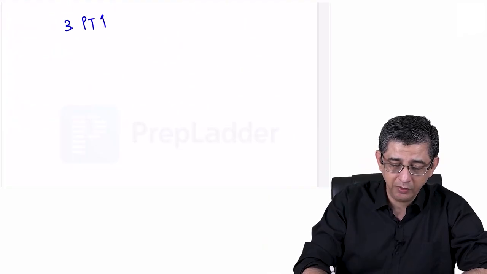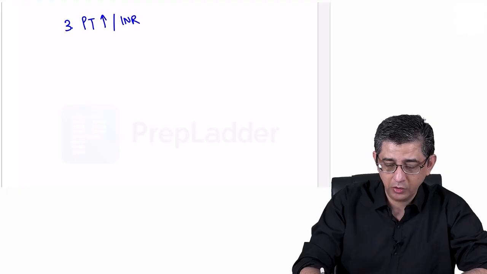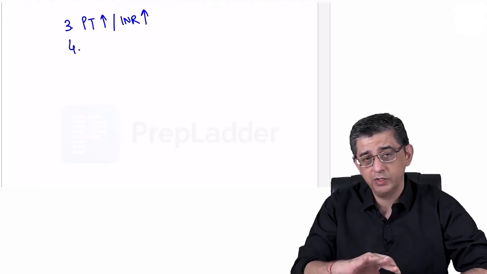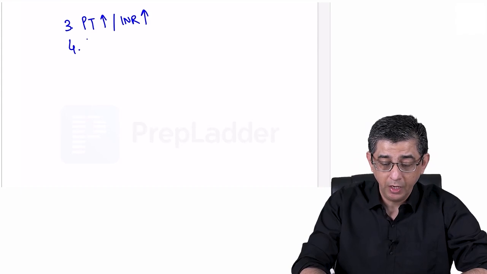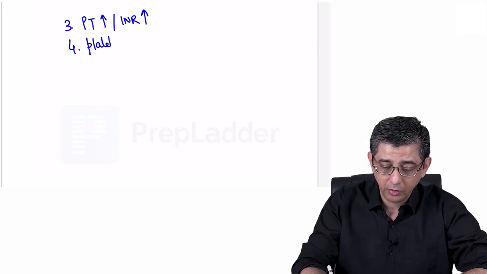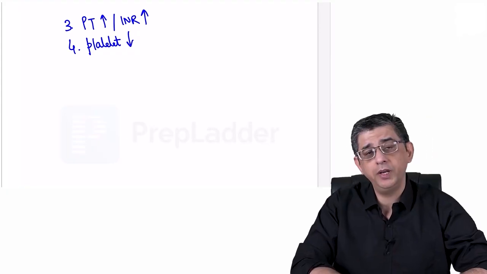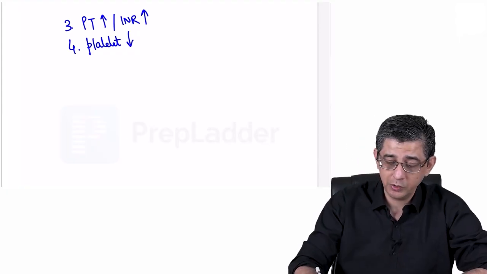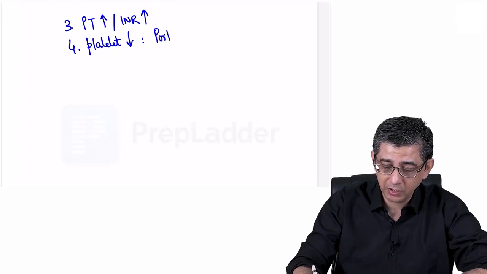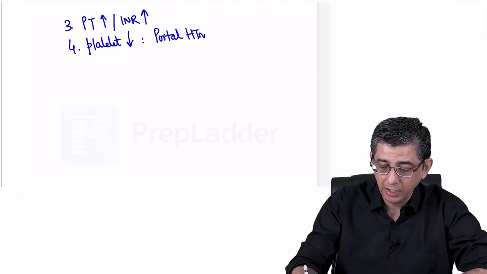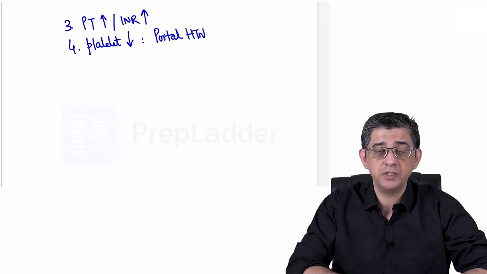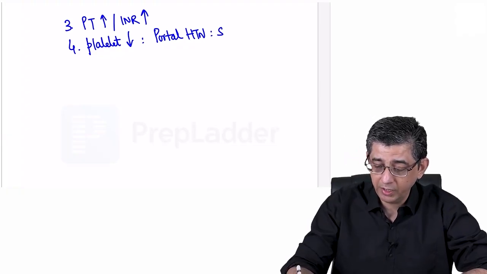So prothrombin time will be deranged, or he might write international normalized ratio, but these would be, I would say, later presentations. When you do a complete blood count, you might actually notice thrombocytopenia. Why? Because portal hypertension has already set up in the patient. You very well know that one of the early manifestations of portal hypertension is splenomegaly.